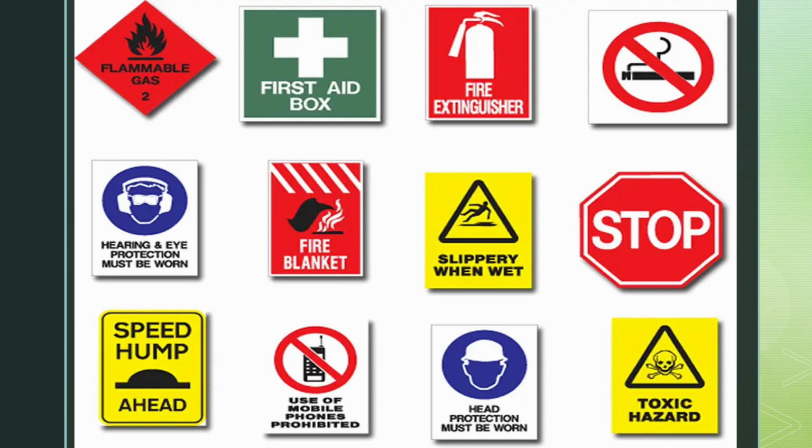Hearing and eye protection, speed bump, fire blanket. You are not allowed to use mobile phone, slippery when wet, toxic and hazard, and this one is stop. These signages are important because this will help you understand what are the things that you need to do. Okay, so these are the things that you need to remember for our first quarter lessons.